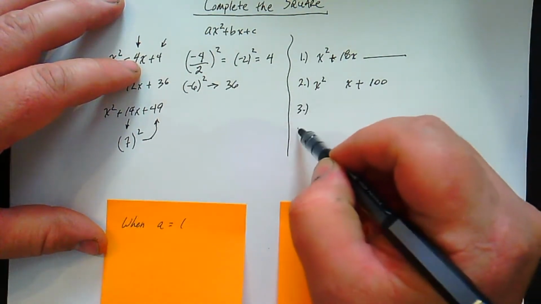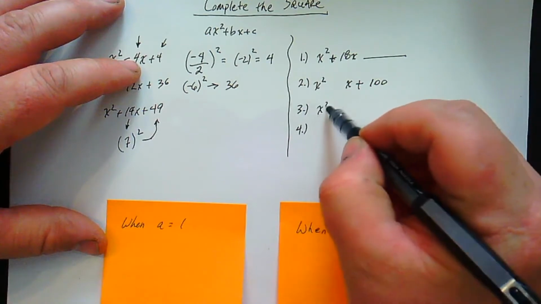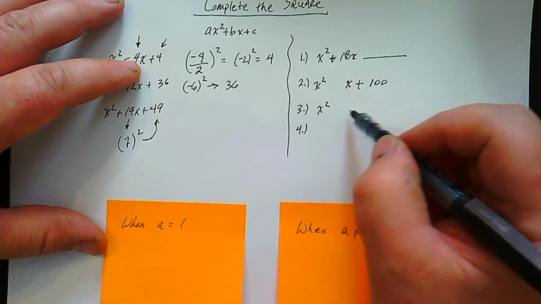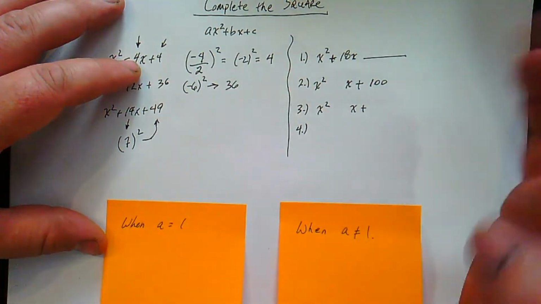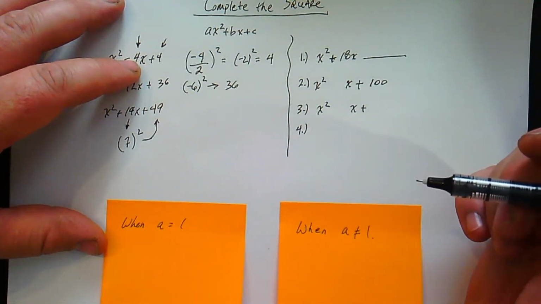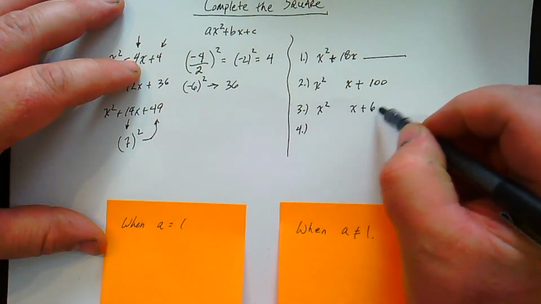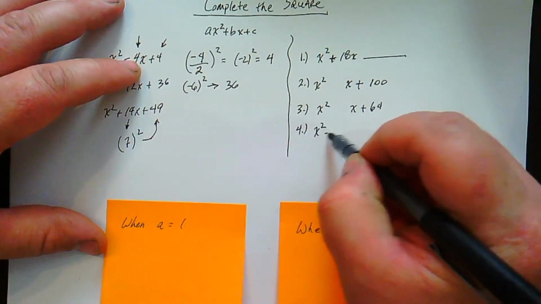If you're not sure, let me give you 2 examples. So x squared, let's do x and then plus, how about, 64. And then we'll do another one right here, and I'll do this one right here.